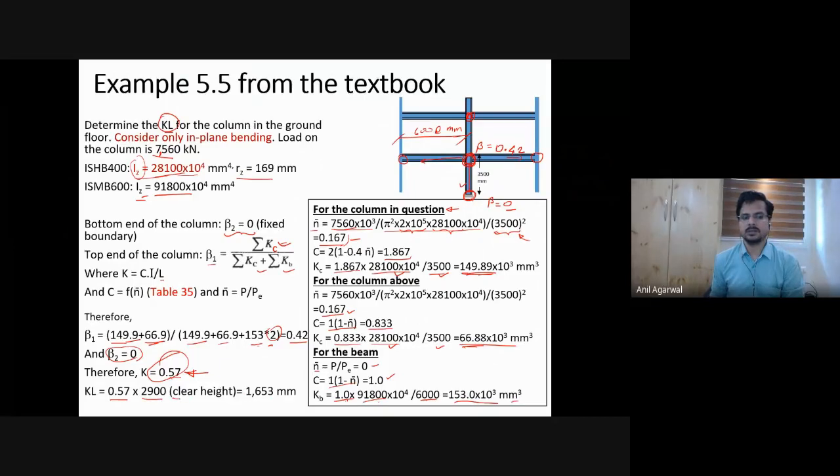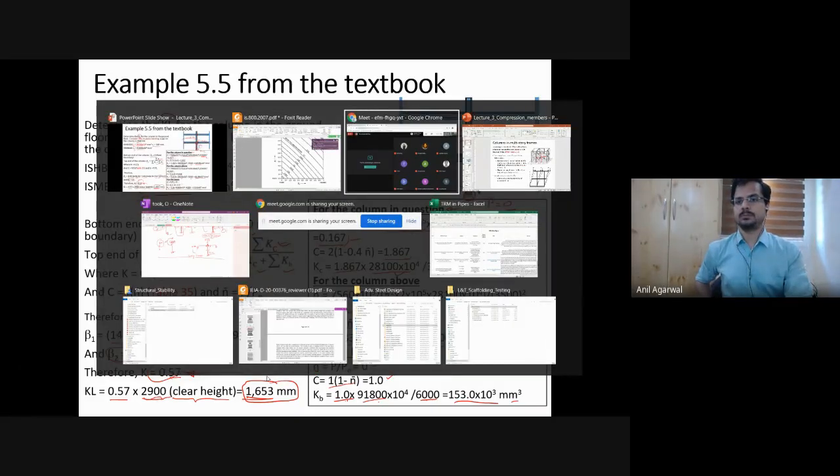taken clear height here. That is usually the practice. So even though the actual total length from floor to floor was 3,500 millimeter, here only the clear height is taken. That is 2,900. So the effective length will be 1,653 millimeter. Okay. Now you may ask, why did I not take 2900 here? You could take that also. It doesn't matter. It won't change things drastically. So effective length turns out to be 1653 millimeter.